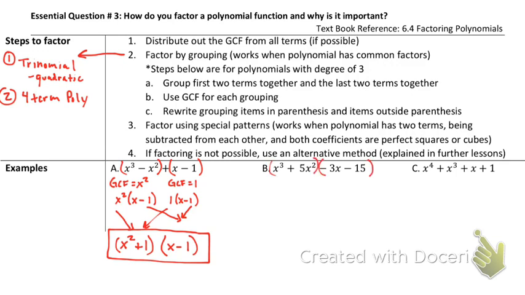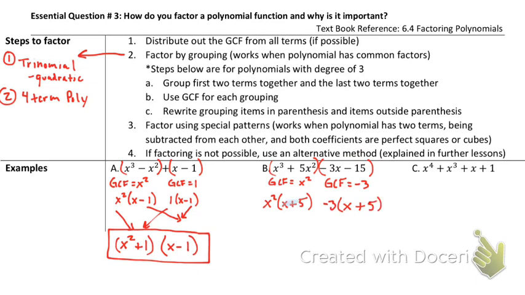Okay, so I group them together. My GCF for the first guy here is going to be x squared. So it's going to be x squared on the outside. This turns into x plus 5. And over here, we're going to take out a GCF equal to negative 3 because they are both negative terms here. So I have a negative 3 and negative 15. So I take out a negative 3. And that gives me negative 3 times x plus 5. Careful with your signs.